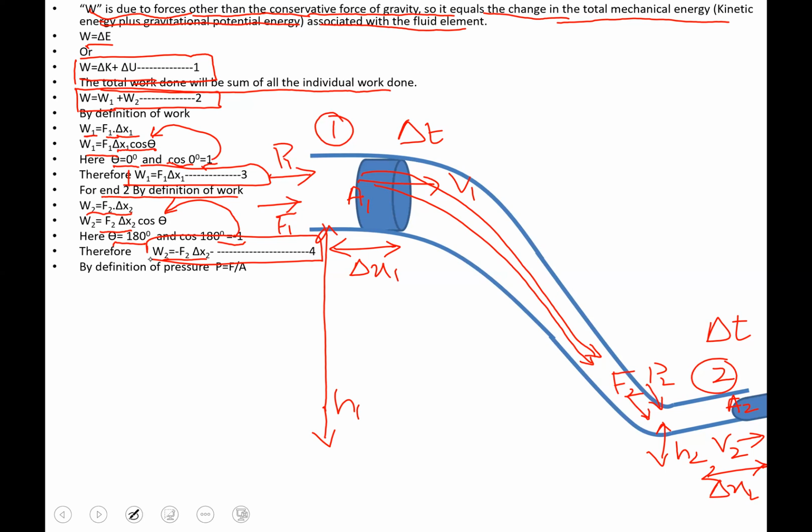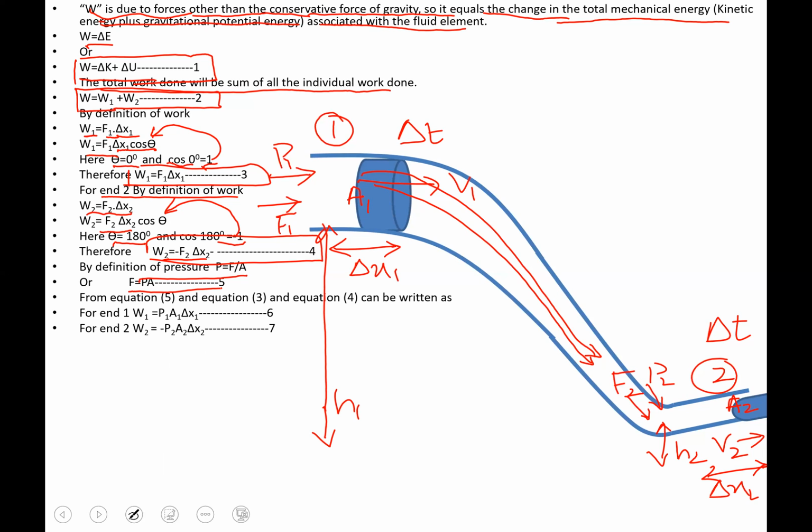By the definition of pressure, we know that pressure is equal to force over area. So if we rearrange it, force is equal to pressure into area. Putting this value of force in equations 3 and 4, because there are F1 and F2, instead of those we are going to put them like this. From equation 5, equation 3 and equation 4 can be written as, for the upper end or the first end, W1 will be equal to, instead of F1, P1 A1, and delta X1. We are calling it equation number 6.